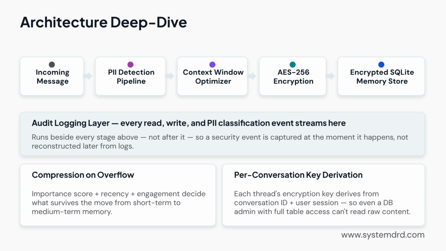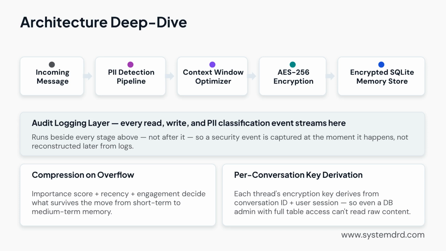That's not a diagram-style choice. It reflects a real architectural decision. If you log after the fact by reading back what happened, you're reconstructing history from secondary evidence, and there's a window where a failure between steps leaves no trace. If you log inline at the moment each stage executes, the audit record is a primary account of what happened, not an inference. 2 more details worth calling out here.